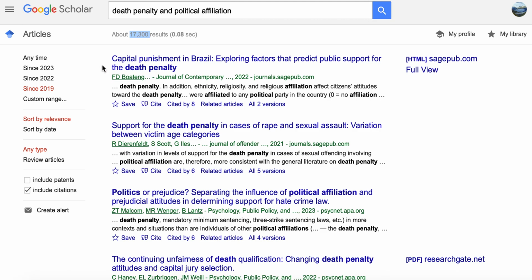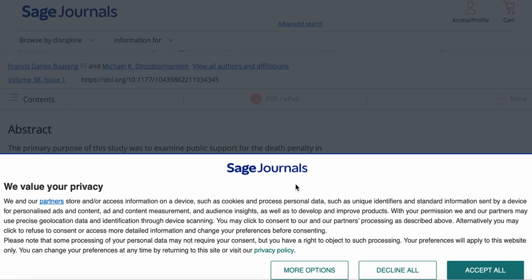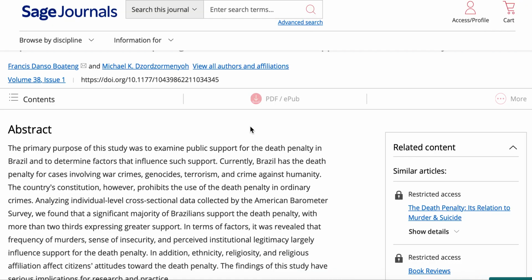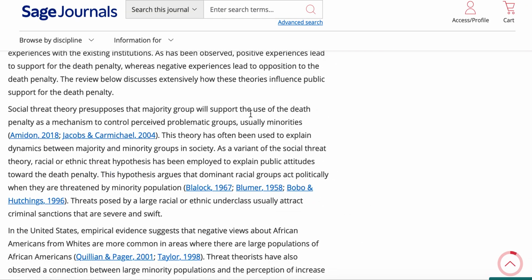So you'll see here the first hit or result that you get would be capital punishment in Brazil, exploring factors that predict public support for the death penalty. And one of those factors looks like they're looking at political parties. They also have other things they're looking at, but this one might be a good resource for you to look at if your topic is death penalty and political affiliation. You would open that up, and hopefully it's not behind a paywall. And this one's not so good.